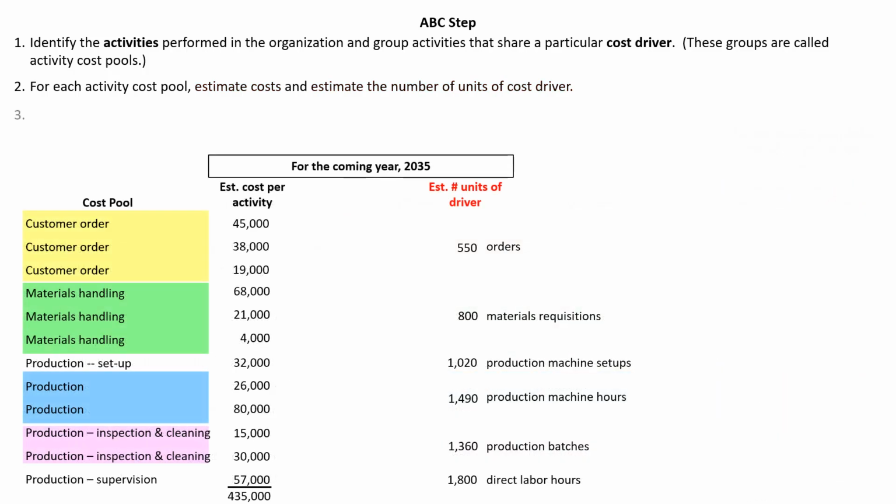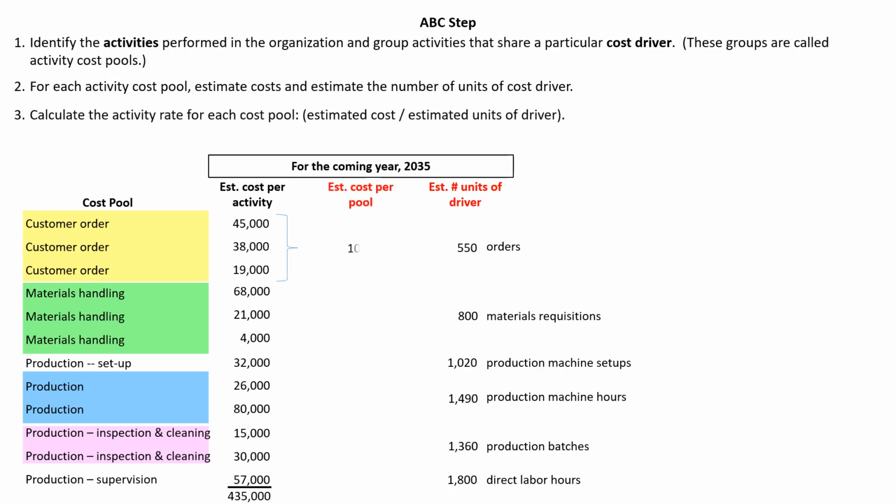Then we need to combine the activity costs within each pool to get the total estimated cost for each cost pool. For the customer order pool, the total estimated cost is $102,000. The total for the materials handling pool is $93,000, and so on. Again, the only change from the previous ACLET is the total for the production setup cost pool. The total cost is now $32,000 because of the increased number of setups due to the variety of flavors, colors, shapes, etc.